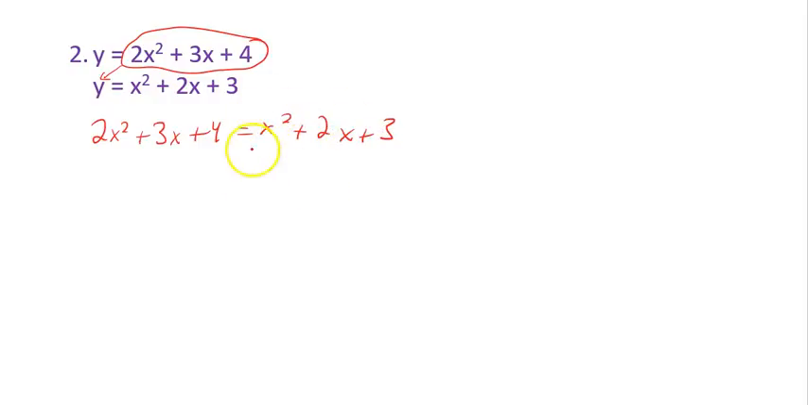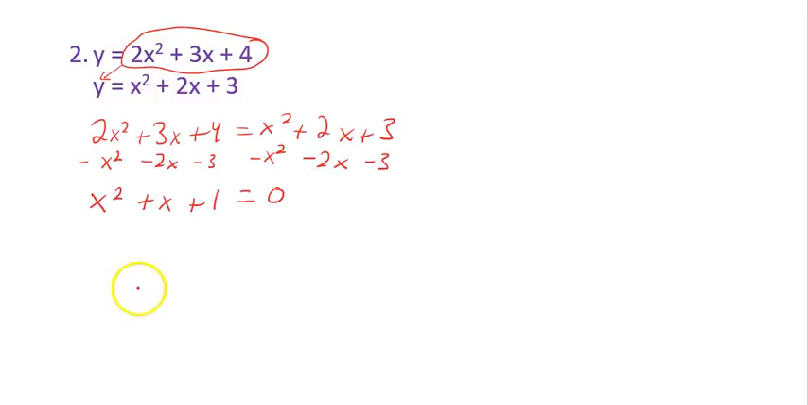Now, this is a quadratic, so I'm going to have to do a little bit of work on it. I need it equal to 0. So I'm going to start by subtracting x squared and subtracting 2x and subtracting 3 so that I get 0 on this side. Now, if you need to do those each in an individual step, then please do so. But if you want to save paper, do them all at once. So I get x squared plus x plus 1.